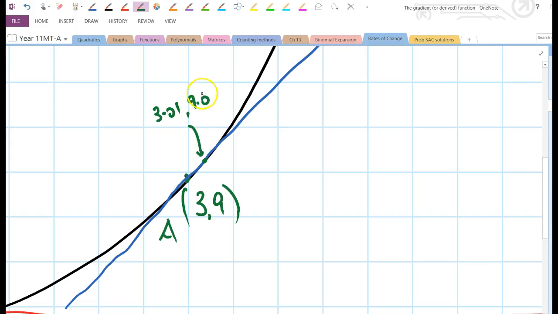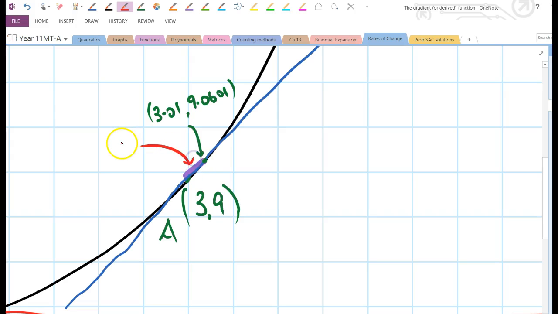I've already calculated this, it's 9.0601. Then what we've done is we've drawn a little segment between those two. Sorry, not a tangent, I'm using the wrong words. The purple is the little segment that joins 3.9 to 3.01, 9.0601, and we measure the gradient of that purple line.